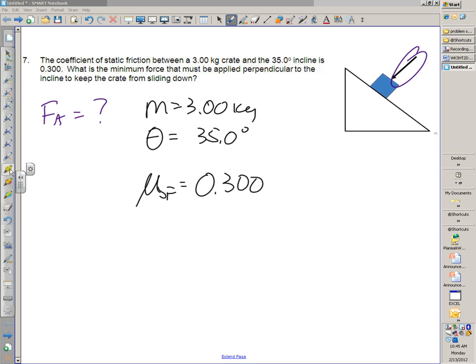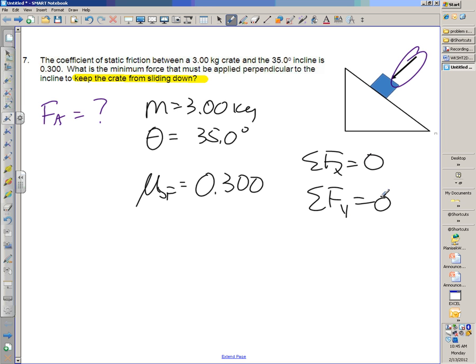Also, keep the crate from sliding down. That means the crate's going to be motionless. So that means we're back to an equilibrium situation where we have net force X and net force Y equal to 0. From that information, we get started on the next part.